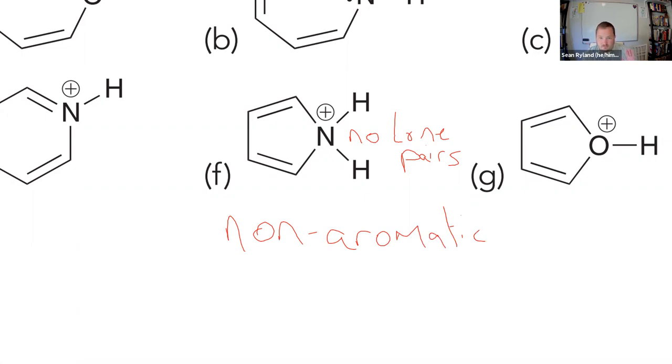Right, so you got to look at all three criteria. Usually the one that's trickiest to wrap your head around is, do I have an odd number of electron pairs? But you still got to be watching for, is it even a ring structure? Occasionally I'll throw one at you that's not even a ring structure. And you still got to be looking for, is that ring structure conjugated all the way around? If the ring structure is not conjugated all the way around, then it's not going to be aromatic.